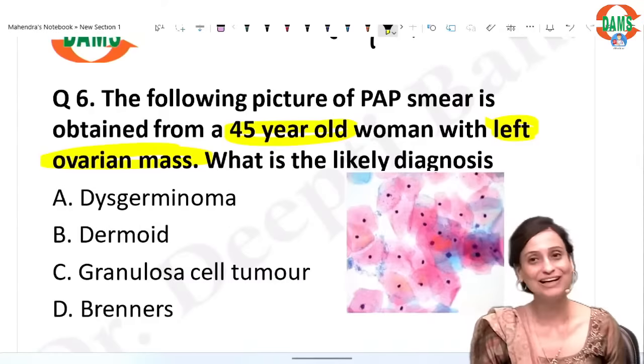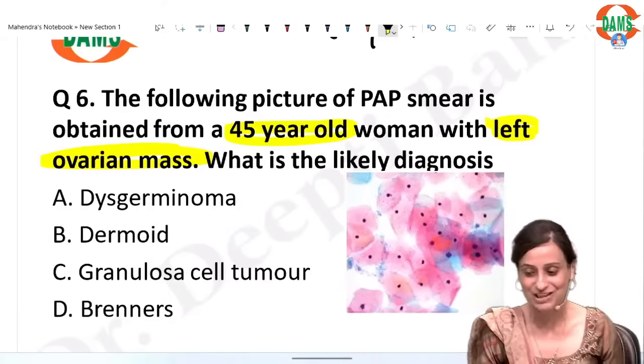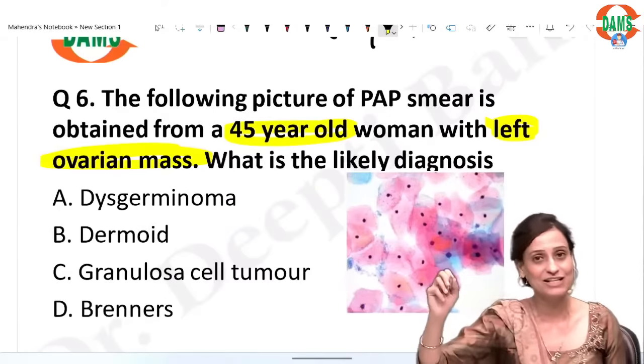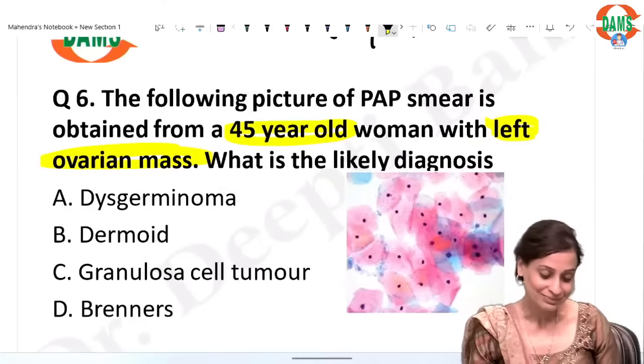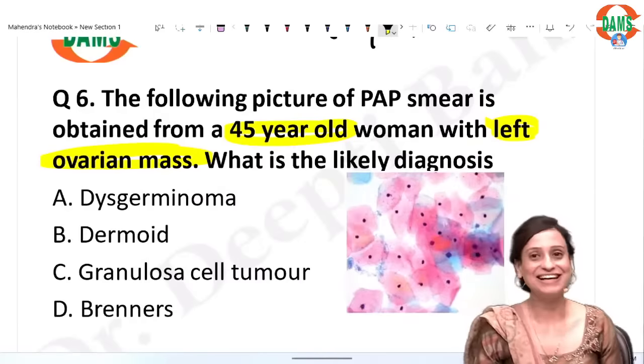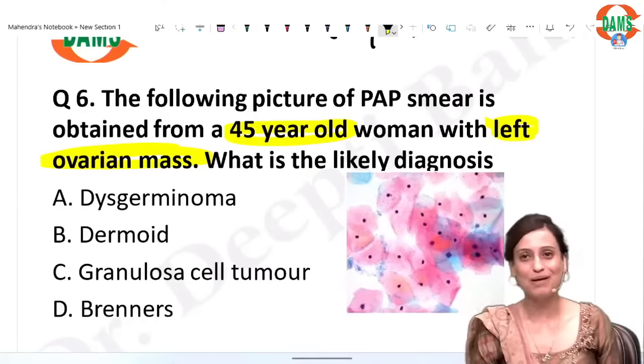Who is going to quickly commit their answers? Because I am waiting for your answers, and you have to write it in your answer sheet as well as in the chat box also. So tell me, what is the likely answer? And what do you see in the pap smear?